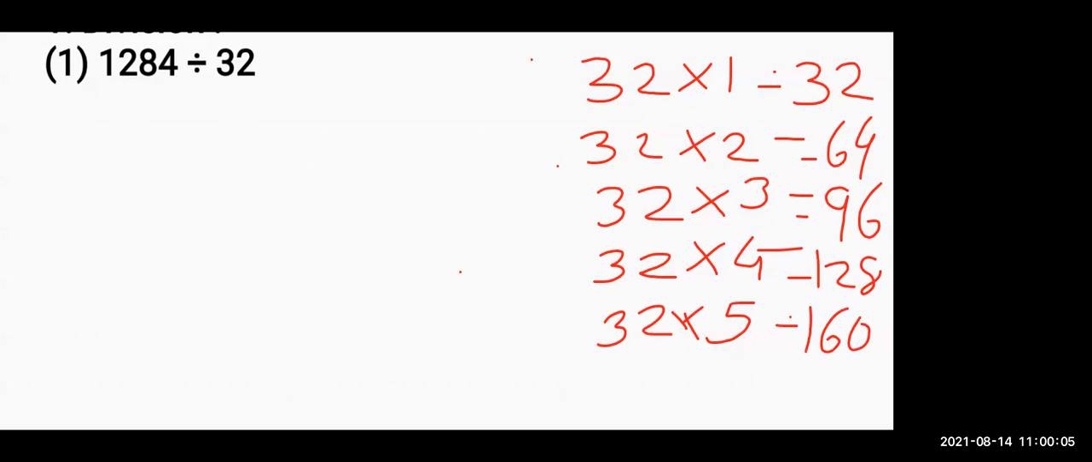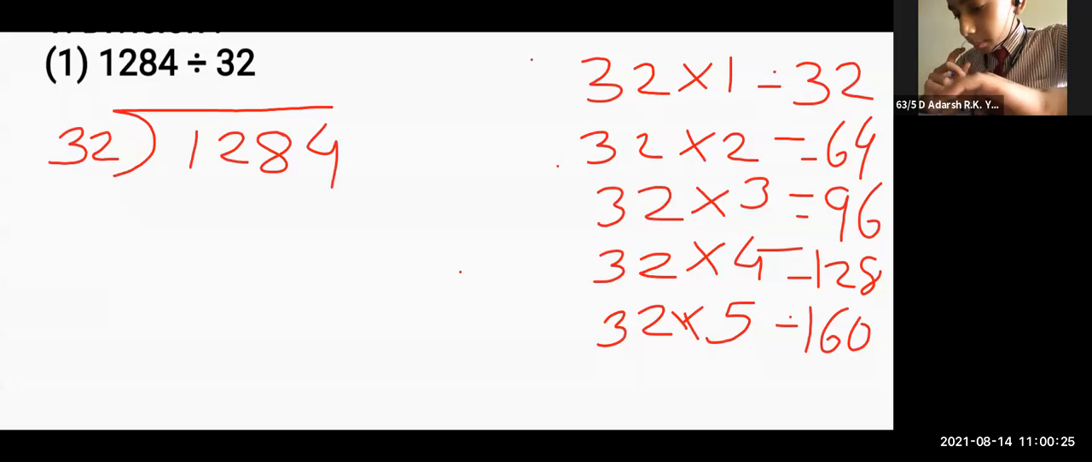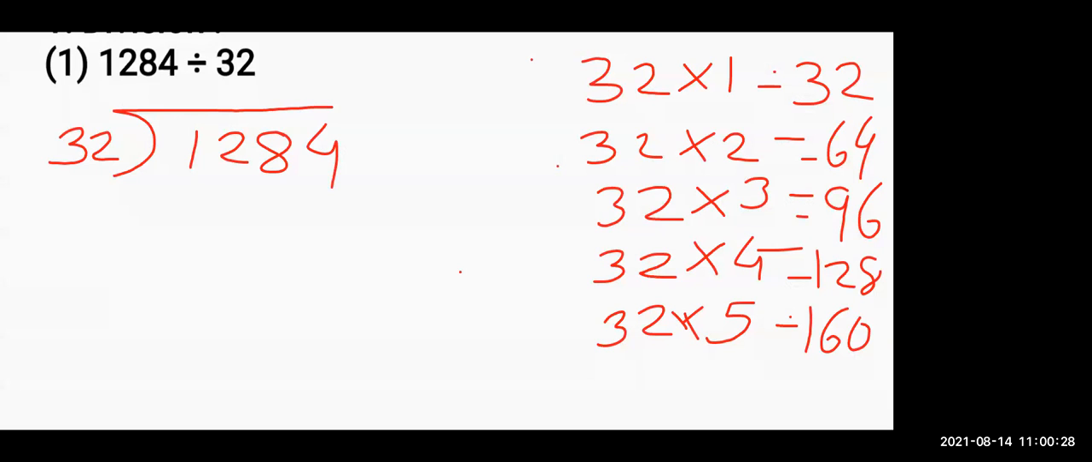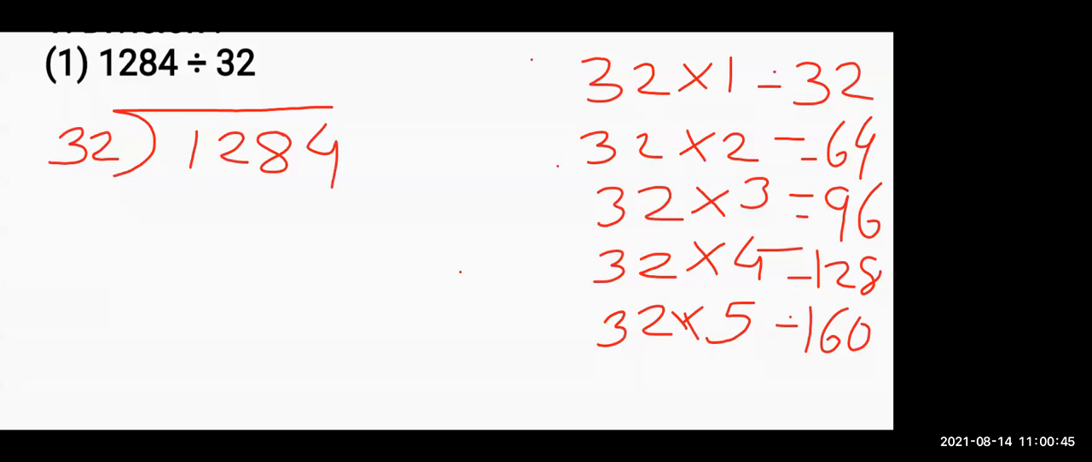First, let roll number 63 of 5th D give me the answer. Okay. Now next, I'll make over here 32 and 1284. Chalo. Now next student, which number should I take first? Yes, teacher. Okay. Now 32 divided into 1284. Now what should I take first? Teacher, we should take 128. 32 into 128.